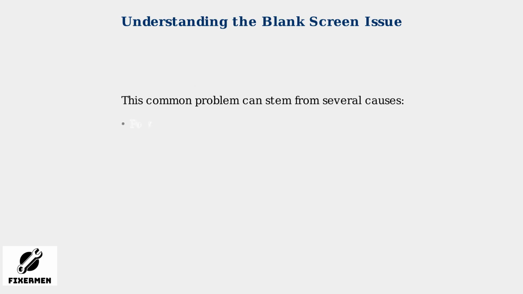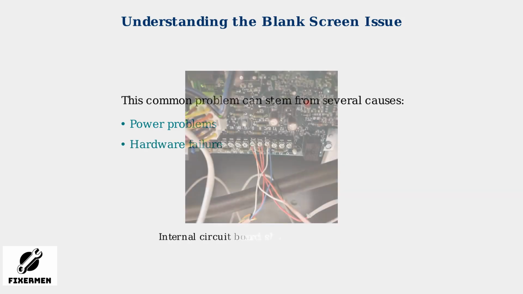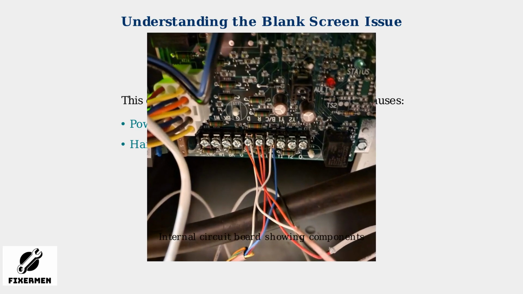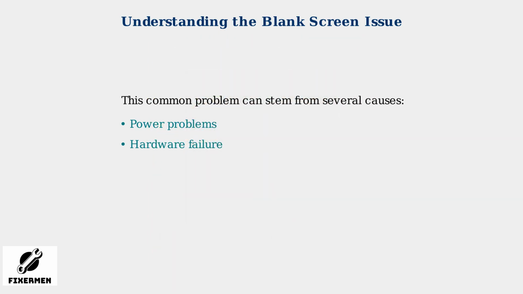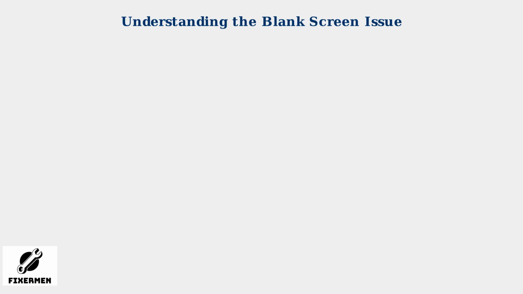The main causes include power problems, such as loose wiring or transformer failures that interrupt the display's power supply. Hardware failure, like faulty capacitors or damaged circuit boards, which are common in older units. Software glitches, especially in smart thermostats where firmware bugs can cause crashes. And environmental factors like humidity or extreme temperatures that accelerate component degradation.